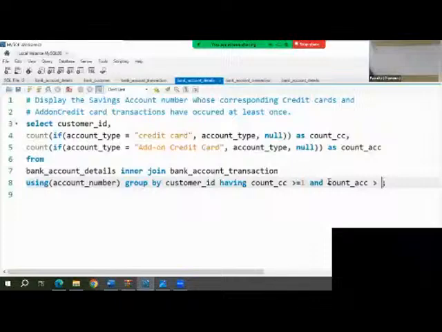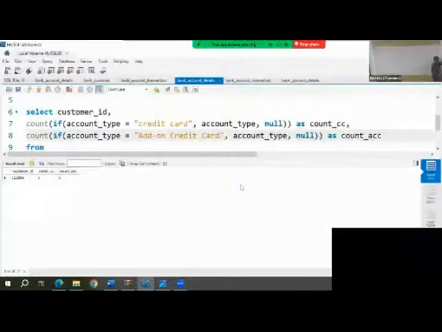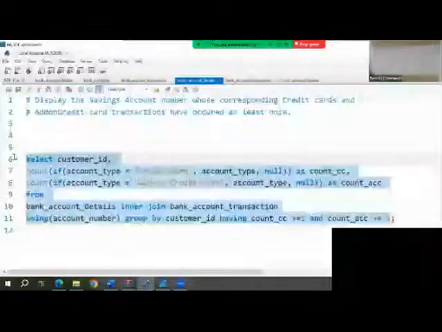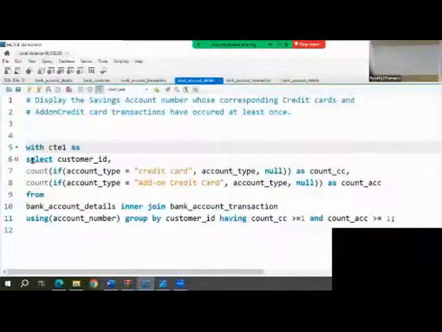So imagine that this entire query gives me only the customer who has made at least one transaction for credit card and one transaction for add-on credit card, right? So that query I've got. So from this I can get the customers. I have to save this as a CTE. Okay, fine. Let's save this as a CTE. CTE1 as, let's save this query.